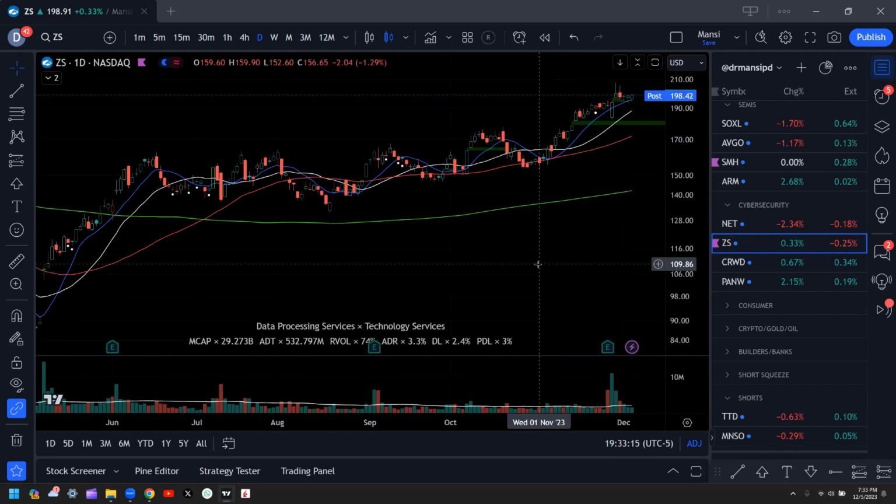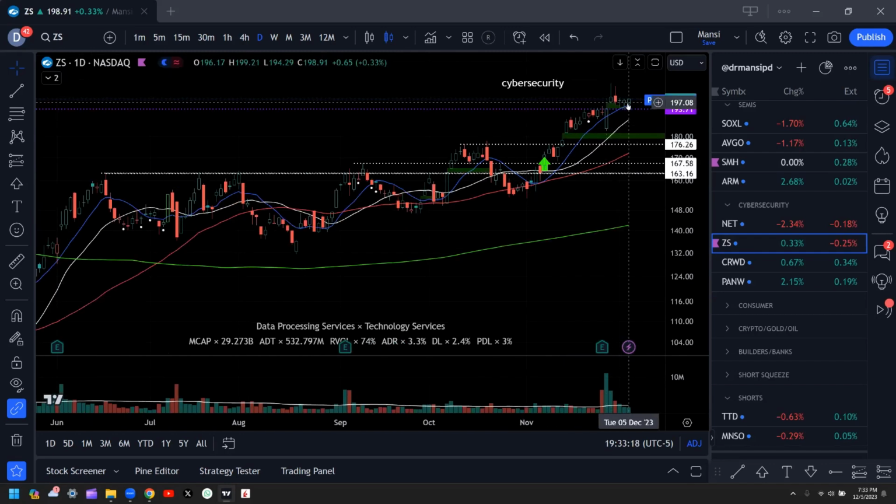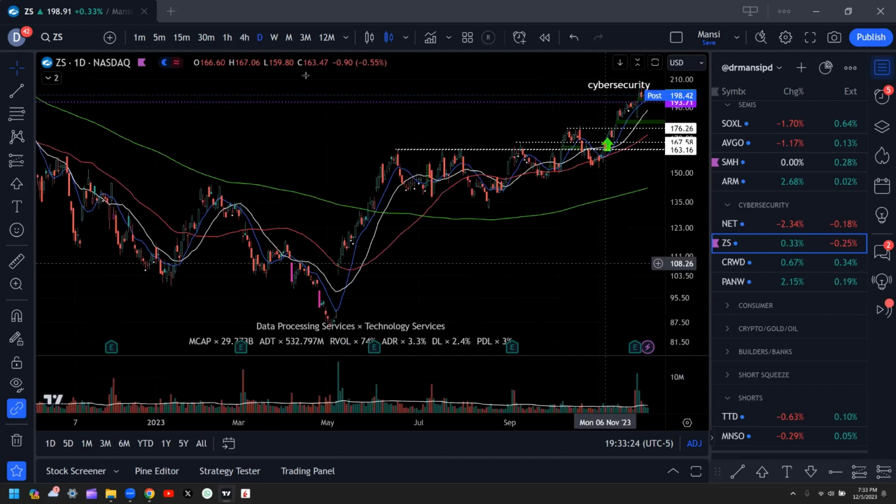ZS does look constructive here. It's got 3 really tight days, and this could work. The volume pattern is very constructive as well.